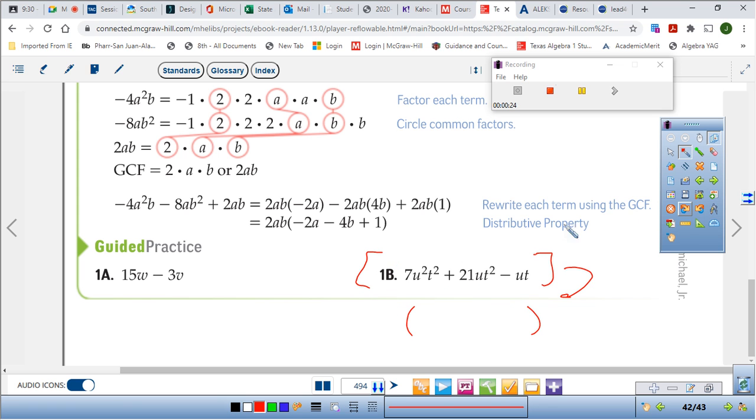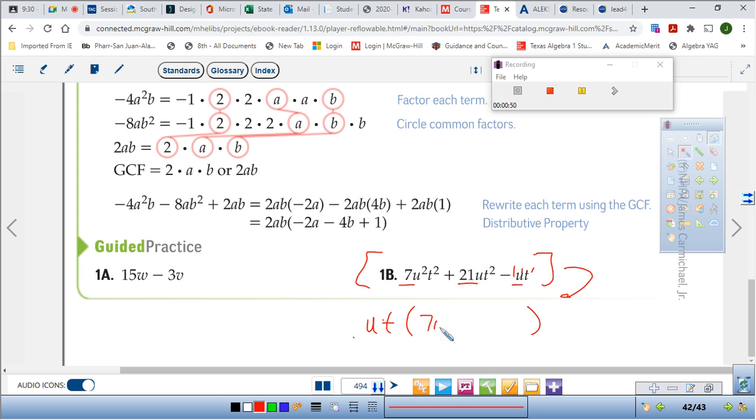So the way I told you to do it was just come out here and look at the numbers 7, 21, and 1. Find the greatest factor, which would be 1 in this situation. So 1 times 7 would give me that 7, right? Now we're looking at the u's and t's. Each of them has at least one u, so we can put out a u. So I would have 1 times u, I'm just going to get rid of that 1, just u. And I would have at least how many t's? At least 1 t, so put out that t.